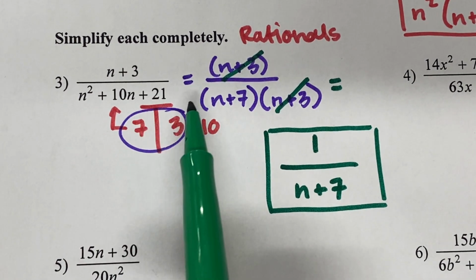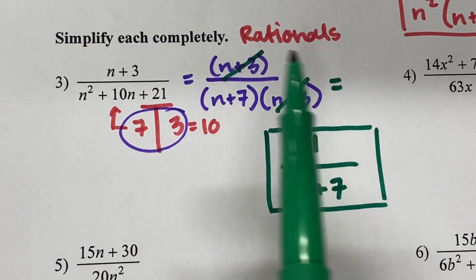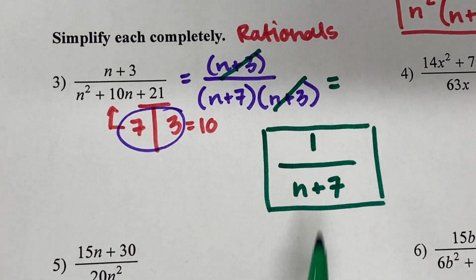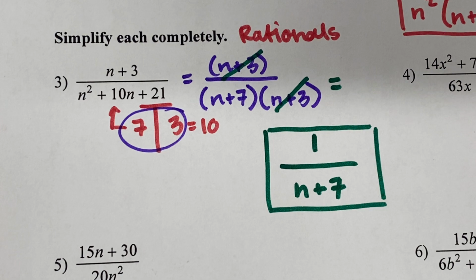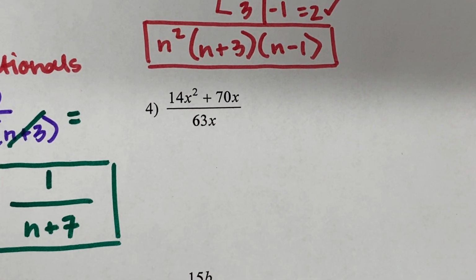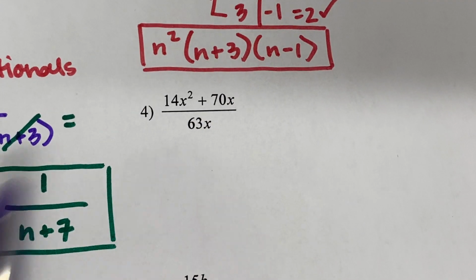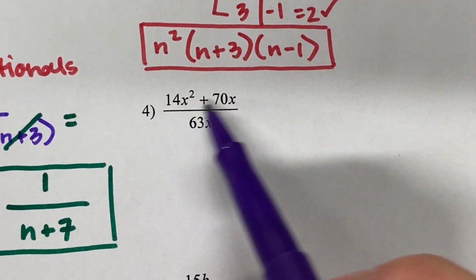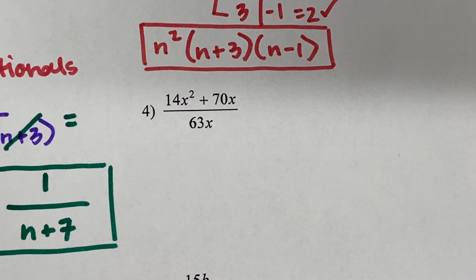So we were able to factor and then cancel out anything that was the same on top and bottom to get our final simplified answer. Okay, let's go ahead and do that again. Okay, so look at our numerator. This is not a trinomial, so then we want to think, do these guys have anything in common?